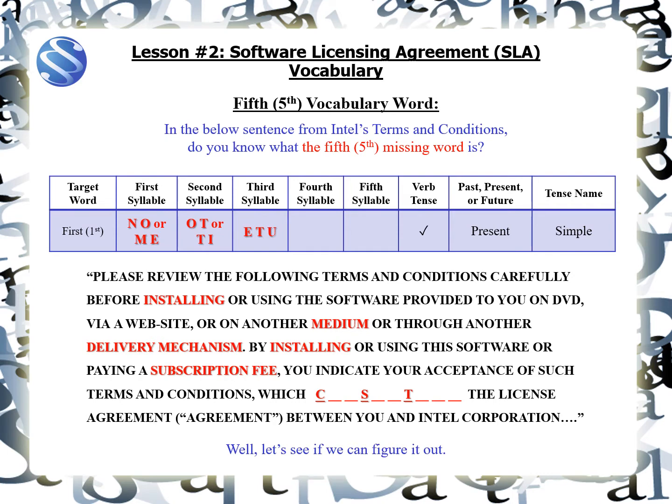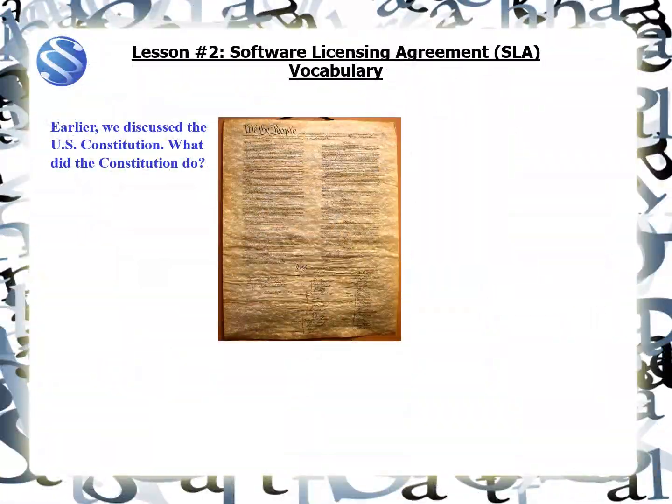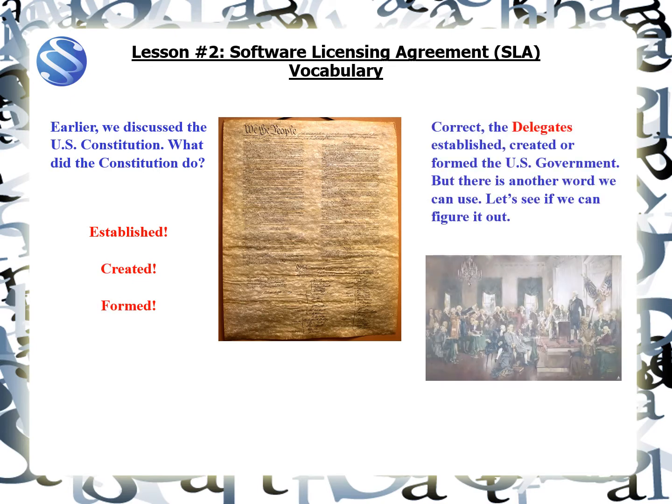Well, let's see if we can figure it out. Earlier, we discussed the U.S. Constitution. What did the Constitution do? Established, created, formed. Correct. The delegates established, created, or formed the U.S. government. But there's another word we can use. Let's see if we can figure it out.